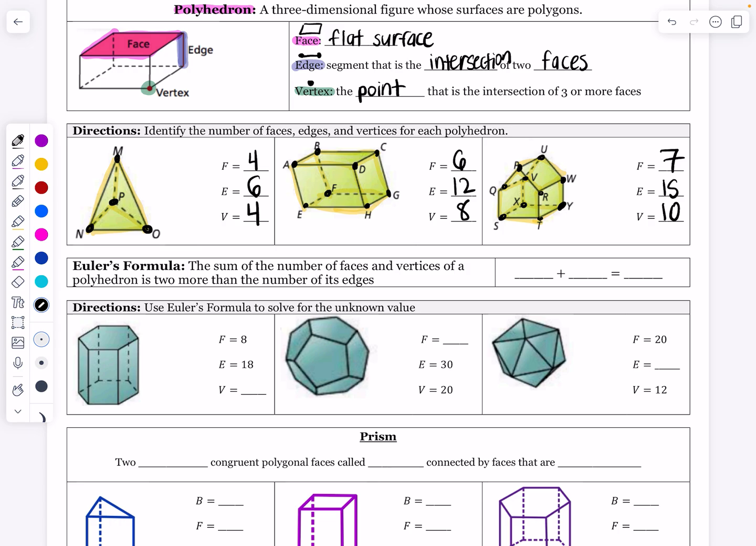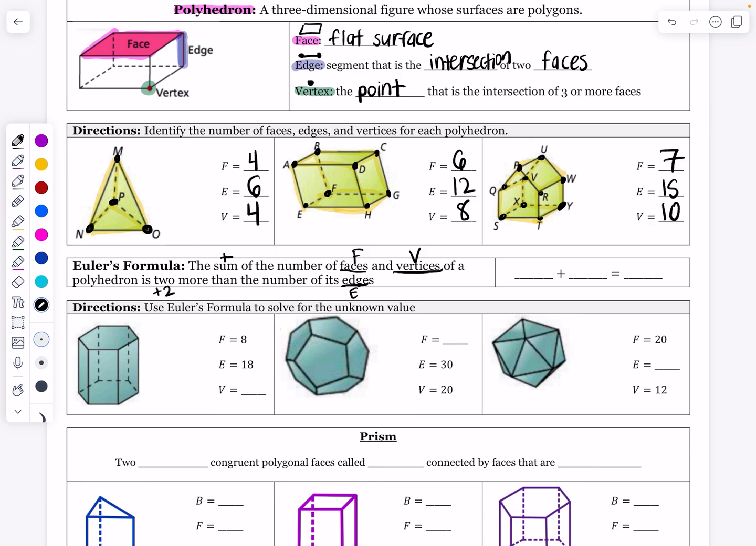All right, so we have a formula called Euler's formula. I know it looks like Euler, but it's pronounced Euler. And this guy created the formula that states that the sum of the number, so remember when we say sum, that means add, the sum of the number of faces and vertices of a polyhedron is going to be 2 more, so 2 additional, more than the number of its edges.